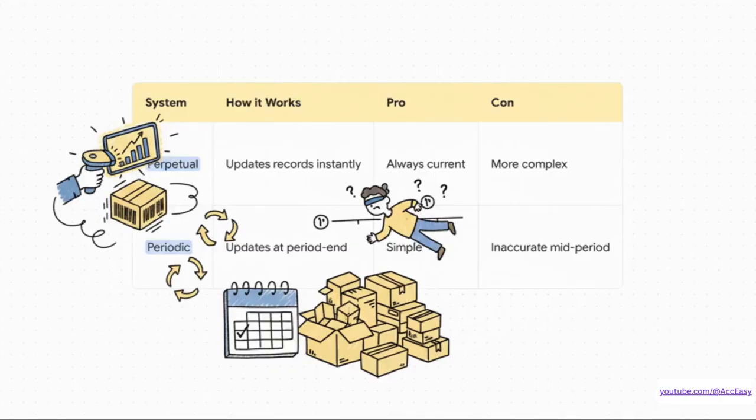And the answer really comes down to two main systems. First, you've got a perpetual system. This is what most businesses use today with barcodes and scanners. It updates your inventory records in real time with every single sale. The upside? It's always current. The downside? It's more complex to manage. The other way is the periodic system. It's much simpler. You just count everything physically at the end of a period. But the trade-off is huge. In between those counts, you're kind of flying blind.